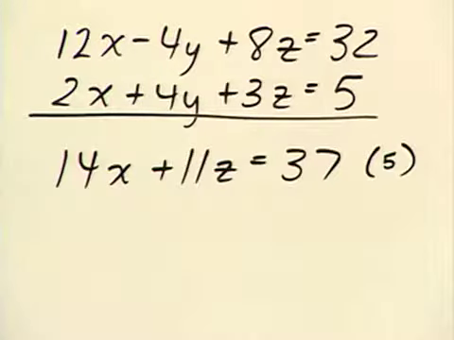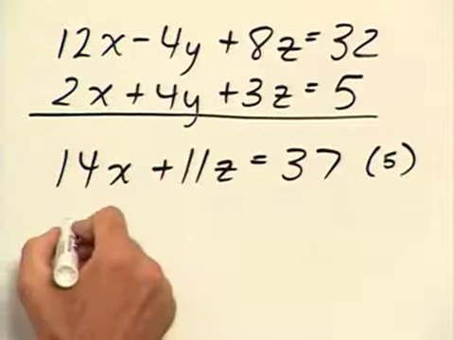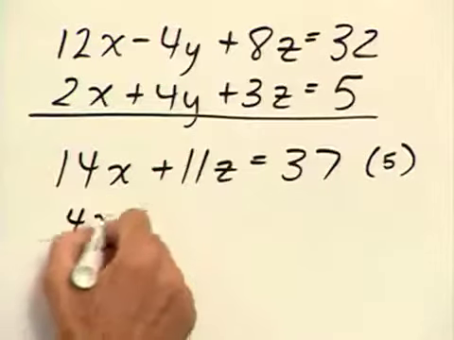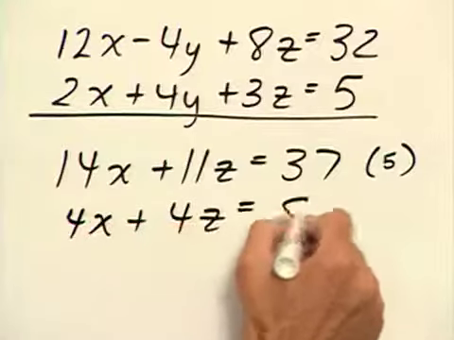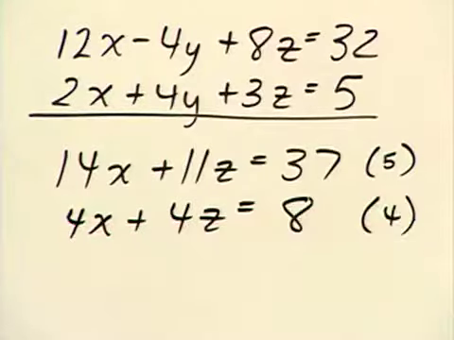So we have equation 4 now and equation 5. Two linear equations with only two unknowns. Let me rewrite them so that we can see them a little easier. If I add over here 4x plus 4z is equal to 8, this is our equation 4. We have this new system with equation 5 and equation 4. Now that we have equation 4 and equation 5 up here, we need to solve this system of two linear equations with two unknowns using the elimination method also.